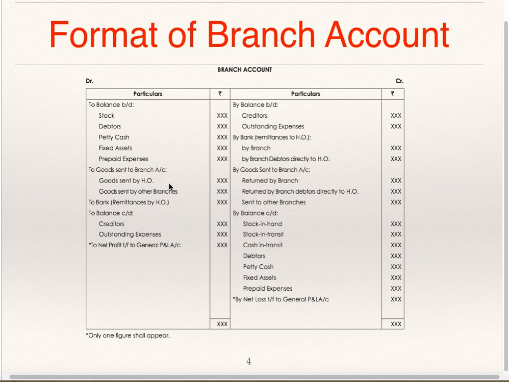To goods sent to branch account. Below that you will have goods received by the branch from head office as well as from other branches. To bank, the amount remitted by head office to the branch. Credit side, by bank, remittances by the branch to the head office. This will have cash sales as well as collection from debtors. It also includes any amount remitted by branch debtors directly to head office.